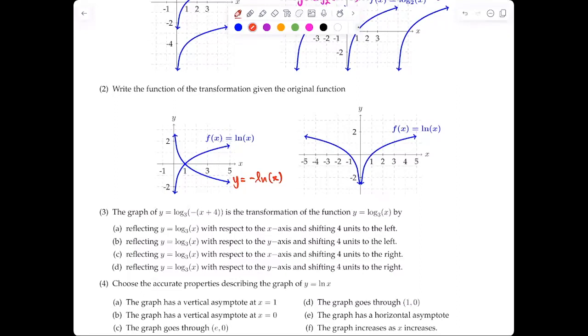The next graph, you have reflection with respect to the y-axis. Positive x becomes negative x, negative x becomes positive x. So the answer is y equal to ln of negative x.